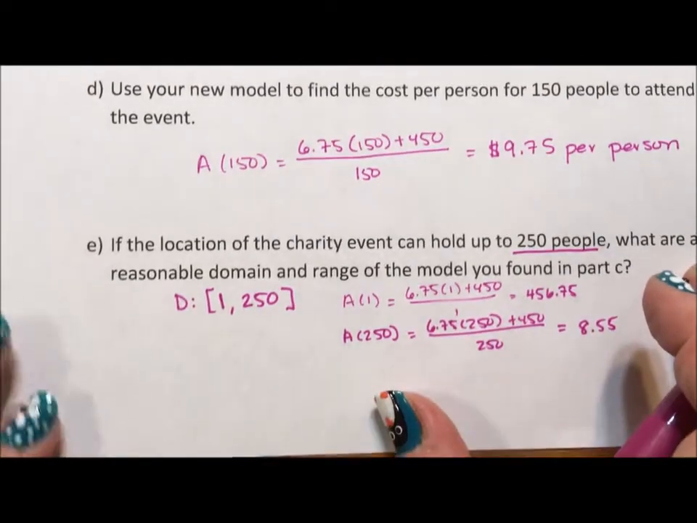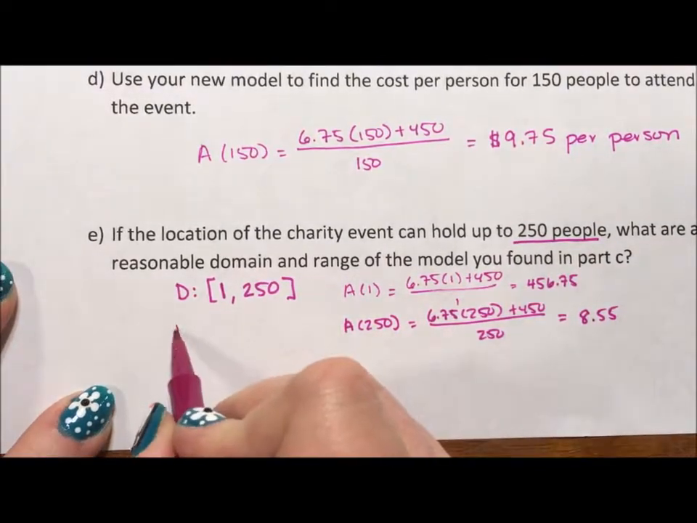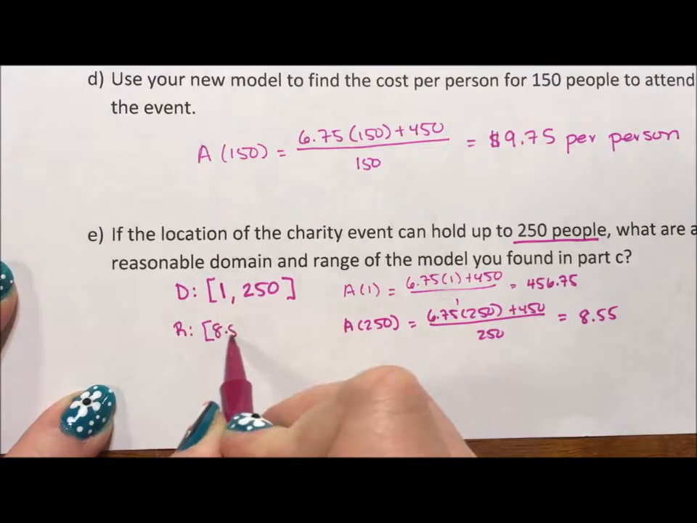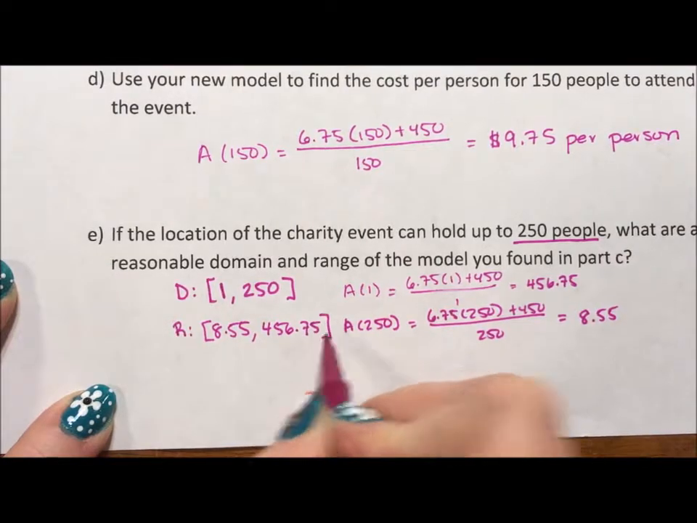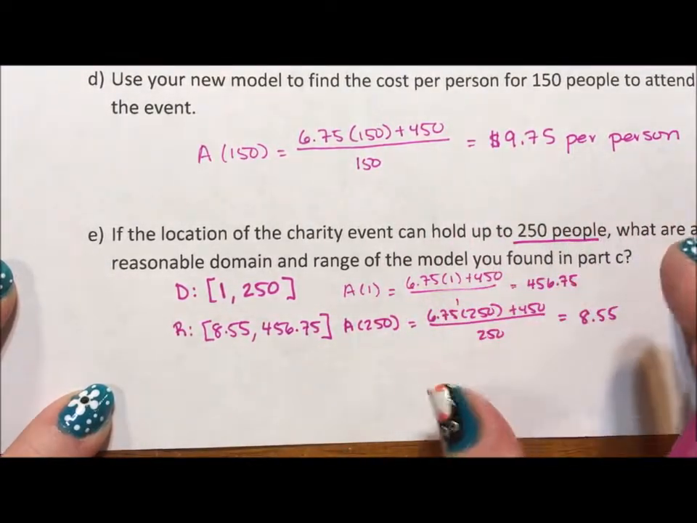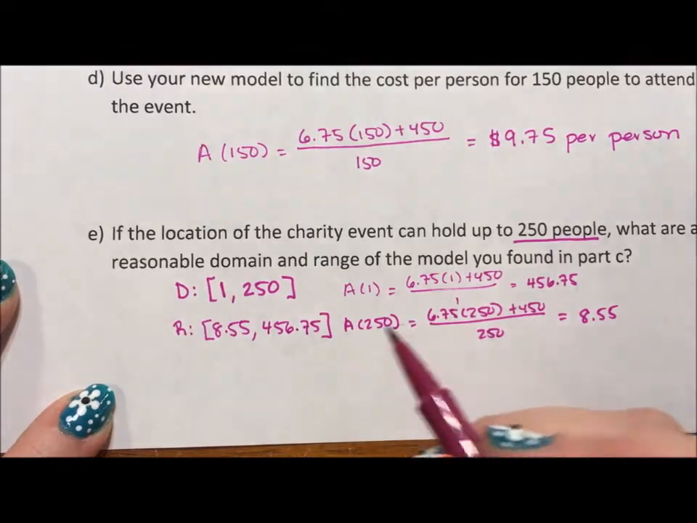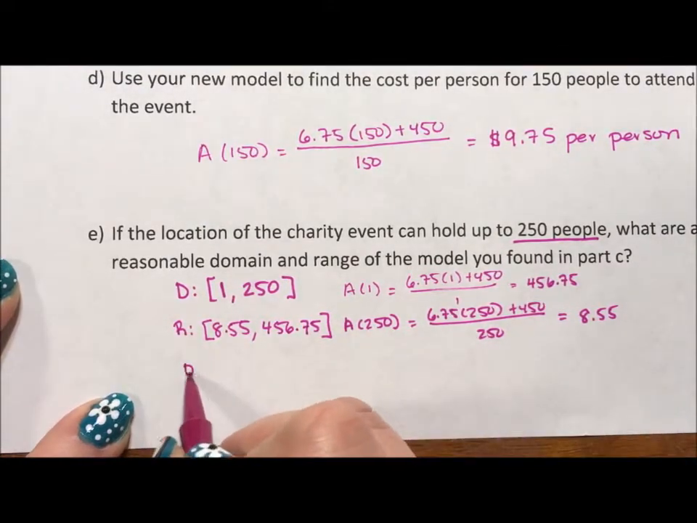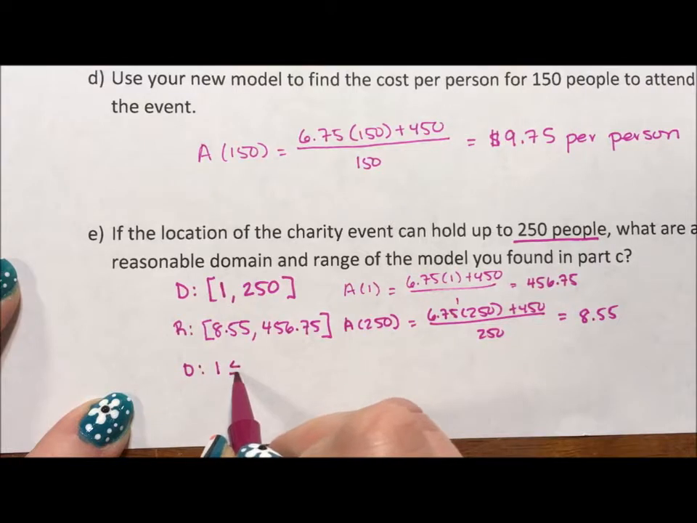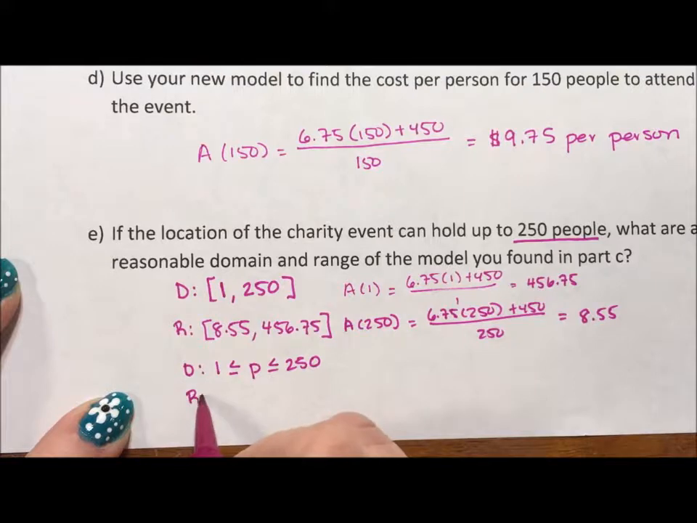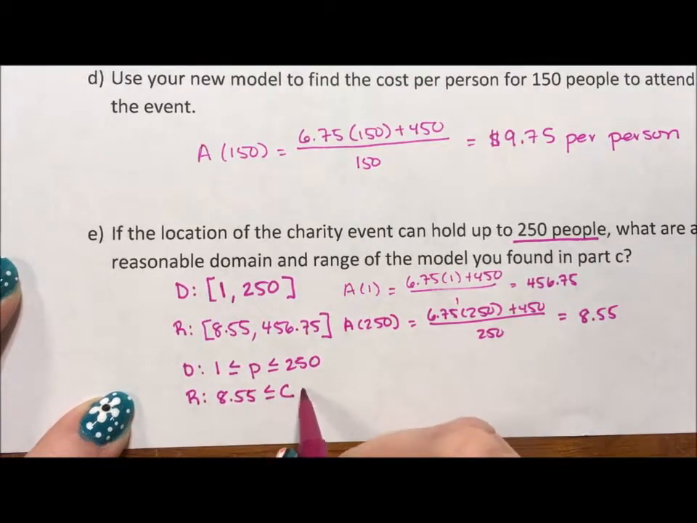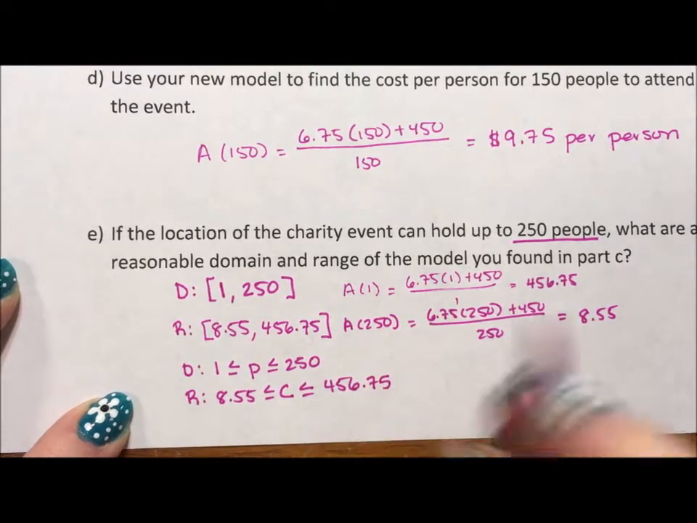So if we are going to write this as a range, we're going to do the small number first, that $8.55, the big number second, the $456.75. And we have a domain and range. Now I wrote my domain and range in interval notation. If you want it as an inequality, the domain becomes 1 is less than or equal to the number of people is less than or equal to 250. And the range, the costs, is $8.55 less than or equal to the total cost per person is less than or equal to $456.75.